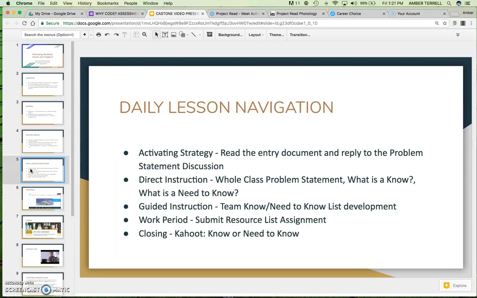Here is an example of what students would see each day to navigate the lesson. Each day when they log into the learning management platform, they will see their activating strategy, direct instruction, guided instruction, work period, and closing.